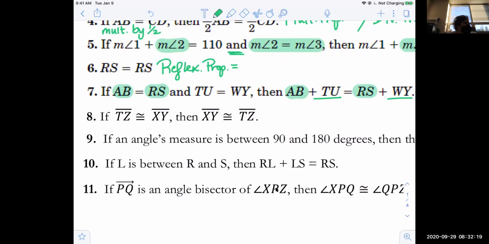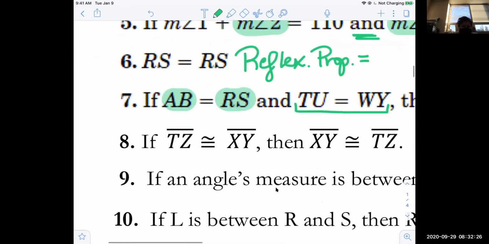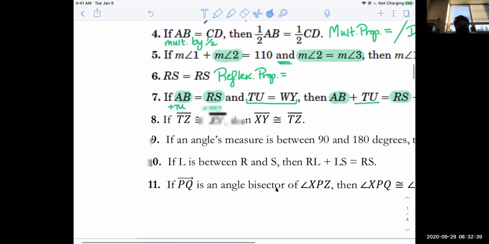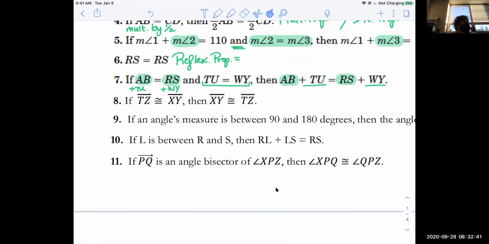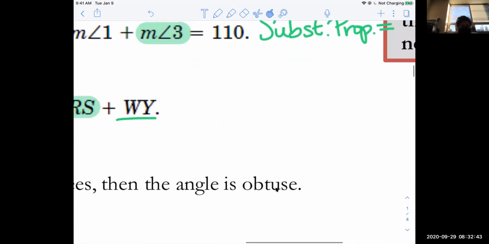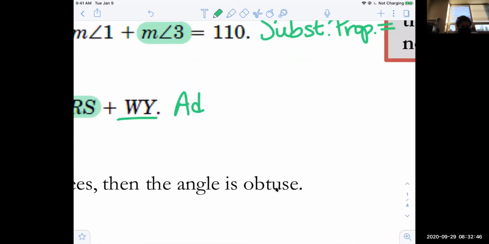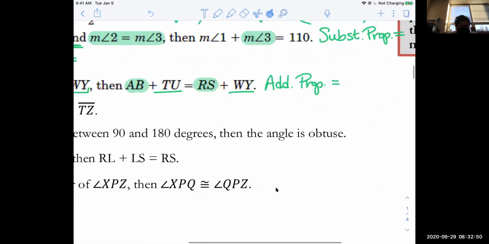Paul? Because they're equal, right? It's just like if I said add 5 on both sides. So basically you have the AB equals RS and just think you're adding TU on the left, you're adding WY on the right, and that's okay because they're the same quantity. They don't have to actually physically look the same. You're adding the same amount on both sides. That one's a little tricky at first. But that one is addition.